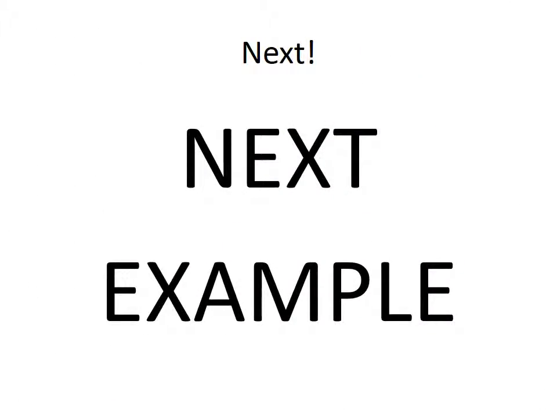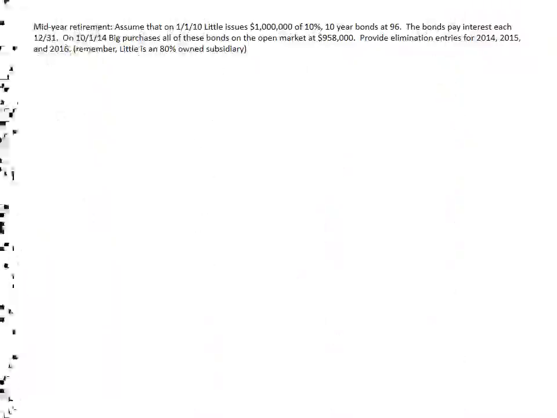Okay, the next example from the bond examples. Oh, that's pretty tedious. Okay, now we've got a mid-year retirement. Assume that on January 1st, 2010, Little issues $1 million of 10% 10-year bonds at 96. The bonds pay interest annually every December 31st, and on 10/1/14, so 10, 11, 12, 13, 4 years and 9 months into the bond issue, Big company comes along and buys all these bonds on the open market at $9.58.